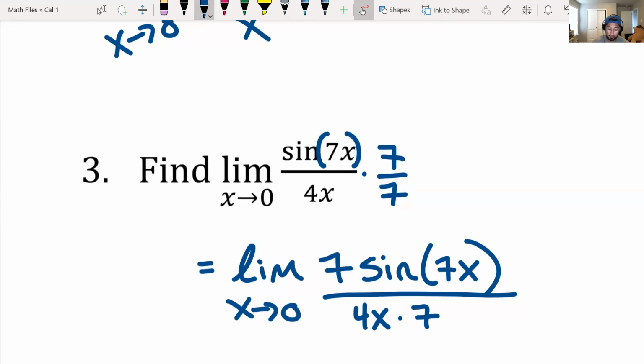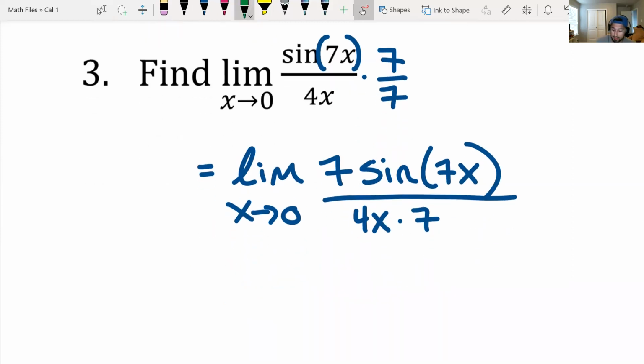All right. Now, for those of you who thought this 7 could multiply this 7, do not do it, because you can't. Nothing can ever multiply into that sine function. That sine of 7x, that 7x belongs to sine and is never going to change. So nothing ever, ever multiplies in there. That's why that 7 goes to the outside. Okay? Do not make that mistake. You cannot distribute anything in those parentheses.